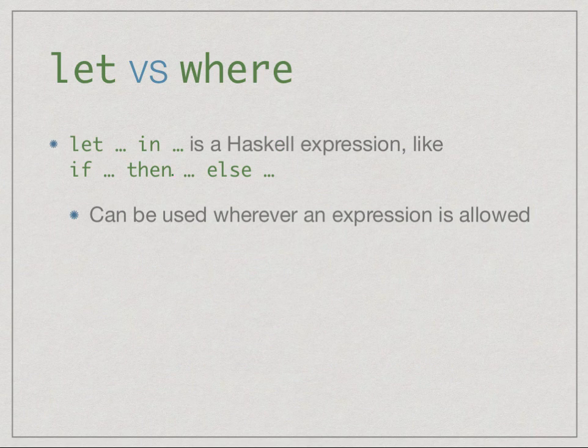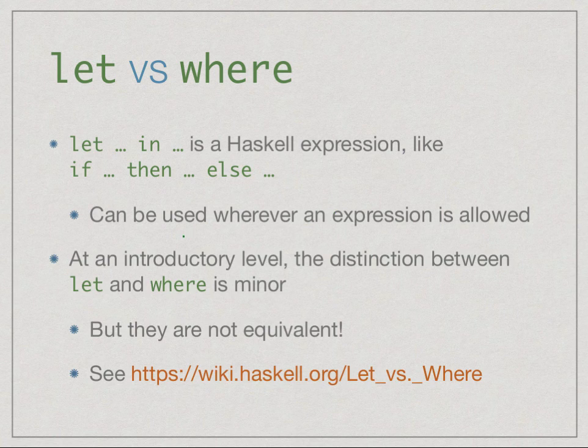So let something in something is a Haskell expression. It's like if something then something else something, which is also a Haskell expression. It can be used wherever an expression is allowed. At the level at which we are using Haskell, there is no significant difference between let and where, which is why we have used where so far. The distinction is minor for us, but actually because let is a full-fledged Haskell expression and where is not, they are not equivalent in more complicated contexts, as we may see as we go along. If you are curious, you can look up this link to find out some ways in which let differs from where.